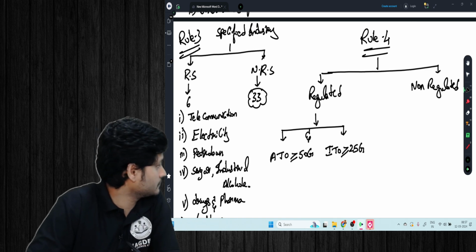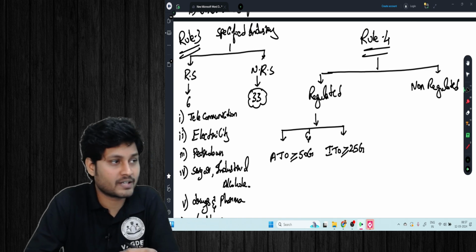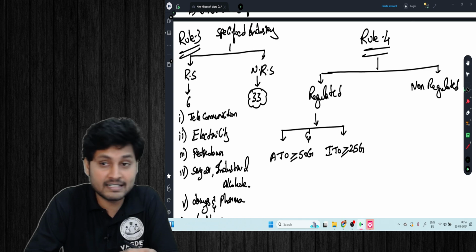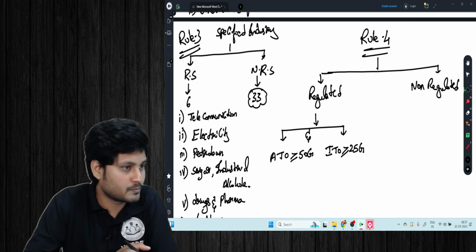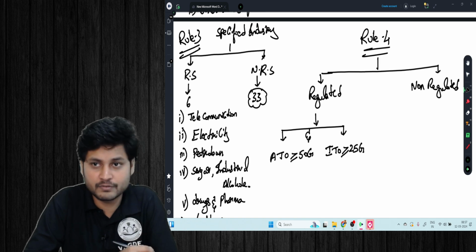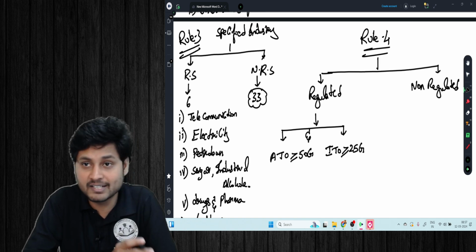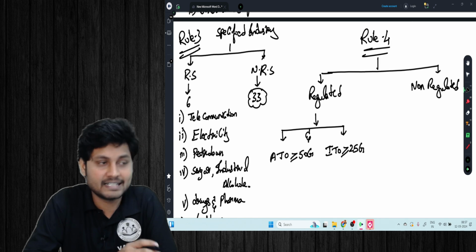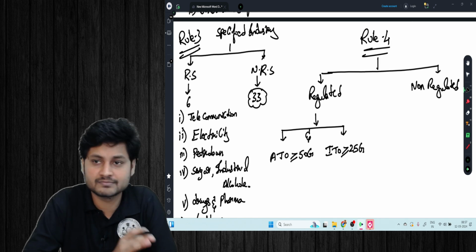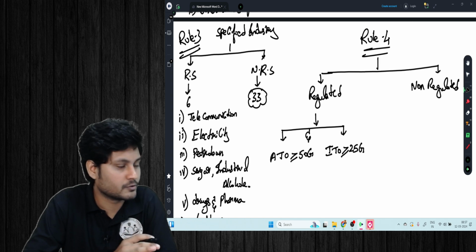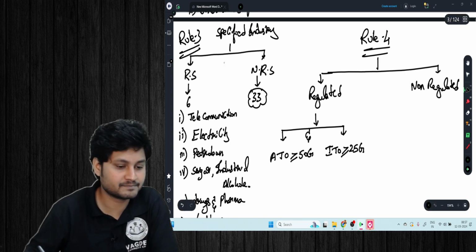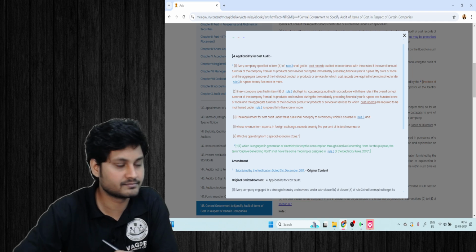So these are the two things we need to remember: regulated sector and non-regulated sector. The regulated sector is again divided into two branches. Two conditions are required to be satisfied: aggregate turnover more than or equal to 50 crores and individual turnover more than or equal to 25 crores. When it comes to non-regulated, the rule is not yet over.